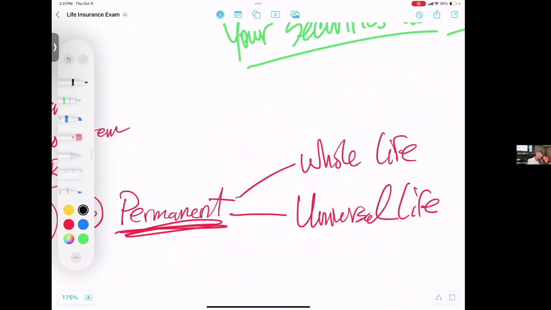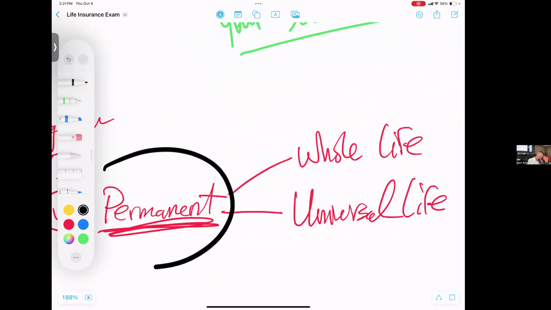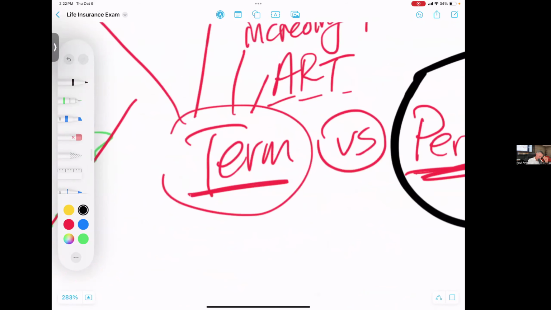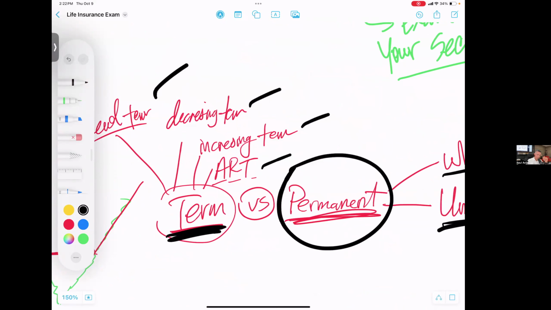Permanent, right here, I have it written down. Permanent is like whole life or universal life or variable, anything that has the word universal life, versus term insurance. Term is temporary, like annual renewable term, increasing term, decreasing term, level term. We went over that already.